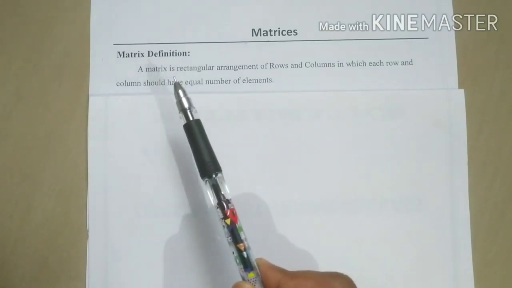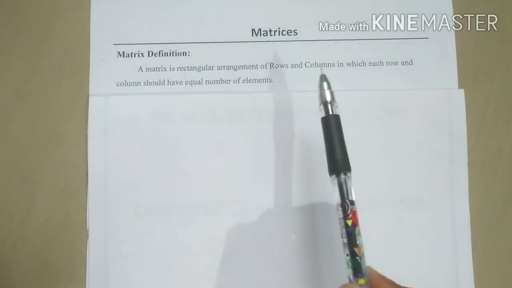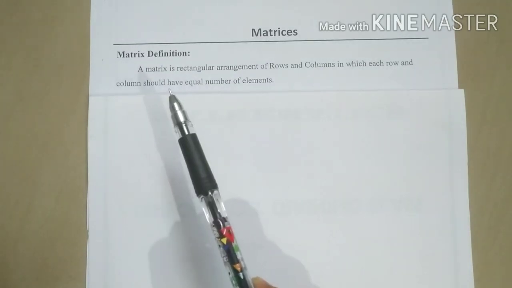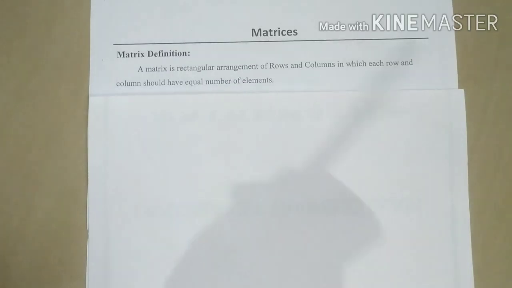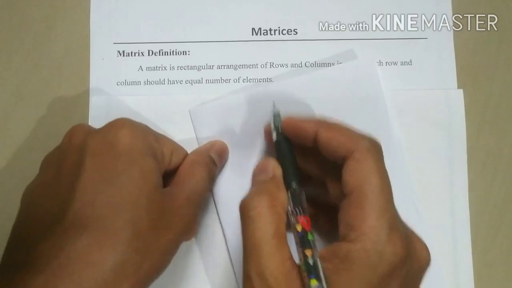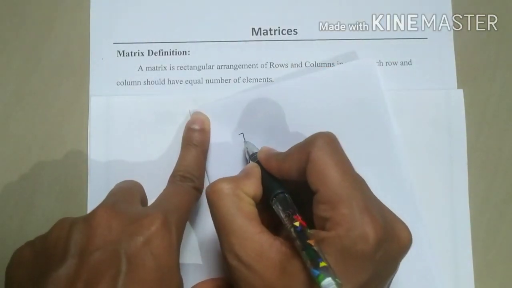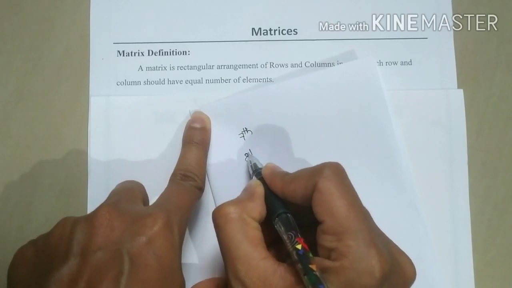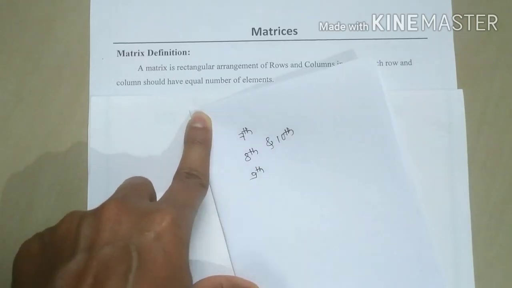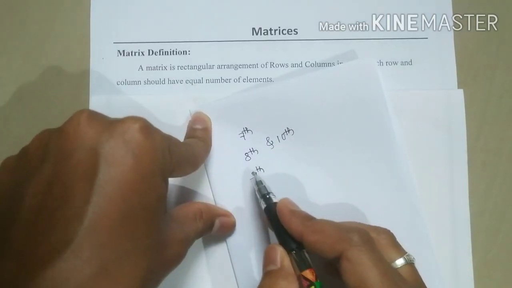A matrix is a rectangular arrangement of rows and columns in which each row and column should have an equal number of elements. Now I will give an example, so that you will understand. Suppose in a school, I'm going to consider the 7th standard, 8th standard, 9th and 10th standard. So there are four standards: 7th, 8th, 9th and 10th.